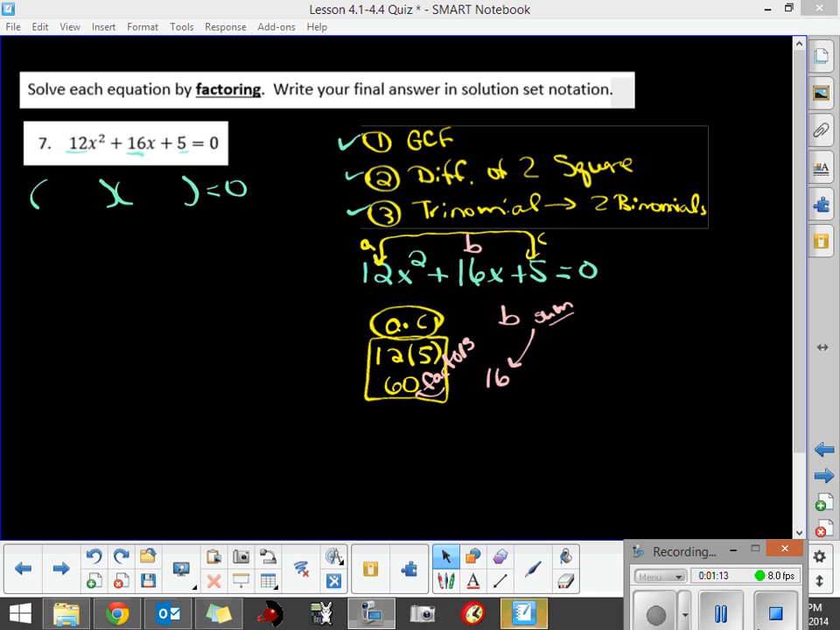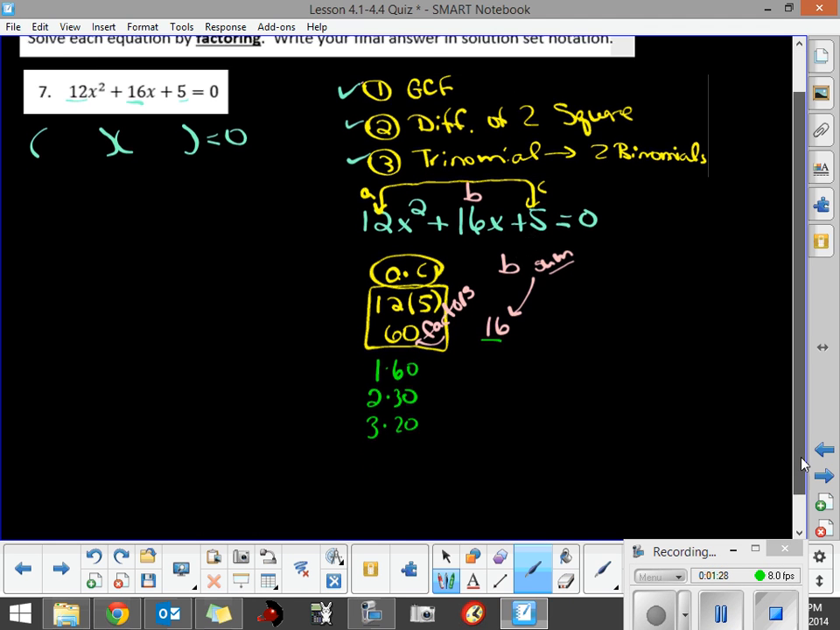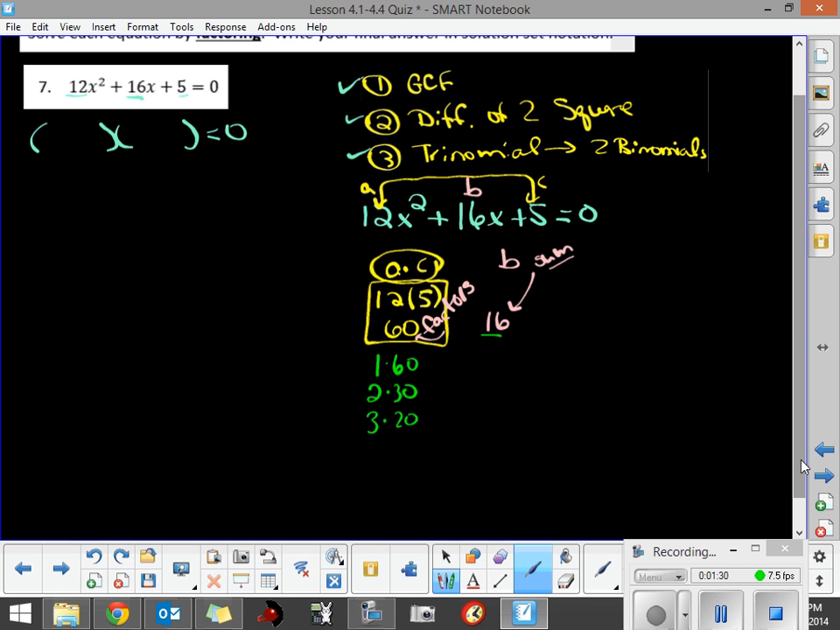So I'm going to generate a list of factors of 60. Things I can multiply together to get 60: 1 times 60, but their sum is not 16. So that's what I'm checking. 2 times 30, their sum is not 16. 3 times 20, getting closer, but that's 23. Then 4 times 15, that's a sum of 19. 5 times 12, that's a sum of 17. Like I said, we're getting closer. And then 6 times 10. 6 times 10 is 60, and 6 plus 10 is 16.